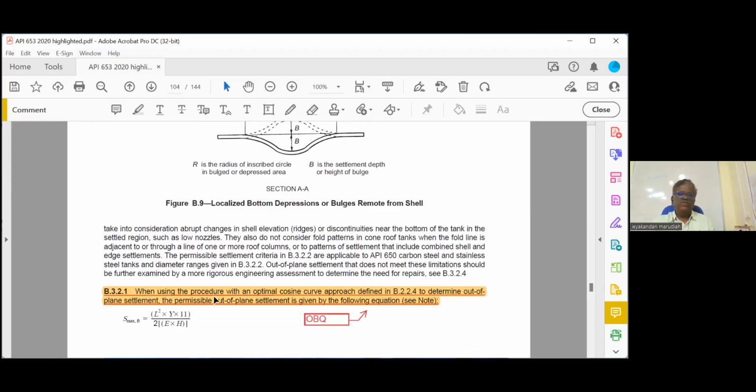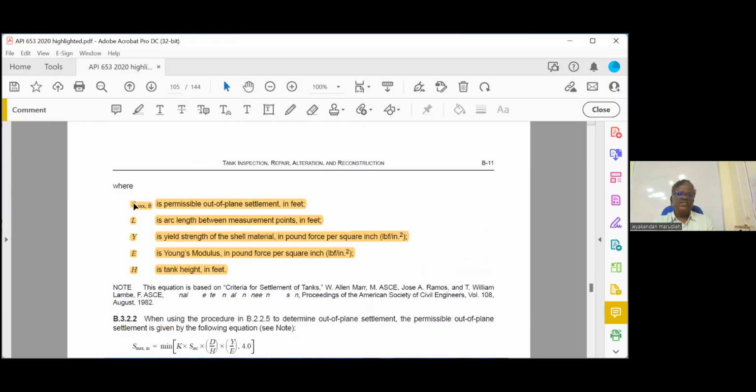B.3.2.1. When using a procedure with the optimal Gaussian curve approach defined out of plane settlement for the perimeter, what is the out of plane settlement allowed? S max equals L squared times Y times 11 divided by 2 times E times H. So this is S max. We will do one calculation. So we'll calculate it.